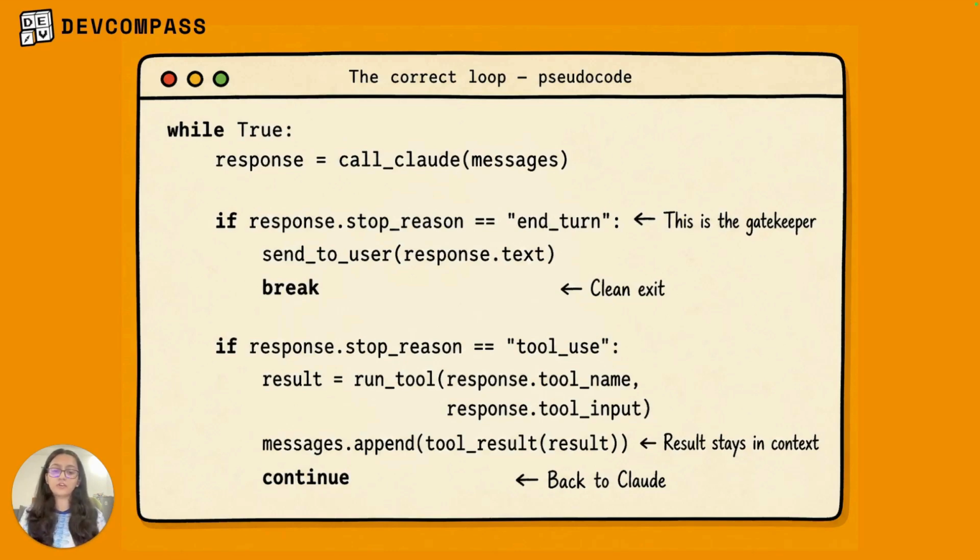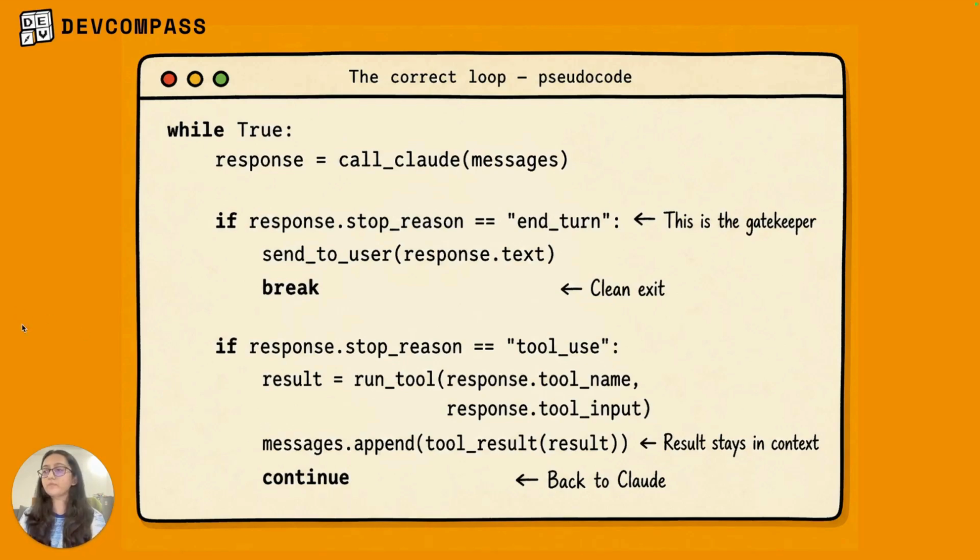There are 4 annotations on this code: the stop reason check, which is the gatekeeper; the break, which is a clean exit; the continue, which is the back to Claude step 1; and the messages append, which says the result stays in context. Those 4 things are what every agent loop does. If any of them is wrong or missing, your loop will break in one of the 2 ways we just talked about in the previous slide.